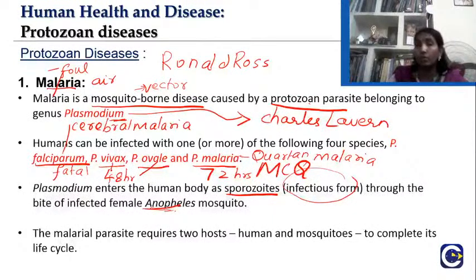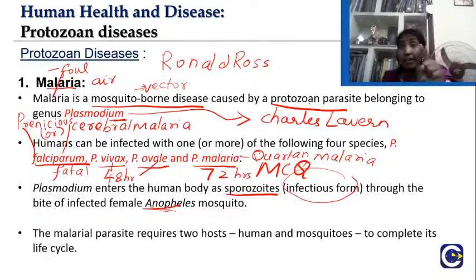So they might ask about Plasmodium falciparum, cerebral malaria, very fatal. Many names are there: Blackwater fever, pernicious malaria. Even they can ask you a question like that, pernicious malaria. So it is called cerebral or pernicious malaria if the infection is from Plasmodium falciparum. With a 48 hours gap, symptoms develop in Plasmodium vivax or Plasmodium ovale. The commonest in tropical countries, Plasmodium malariae, has a 72 hours gap, which we call quartan malaria. So what is the infectious form? The sporozoite. And how does it enter the body? Through mosquito bites, female Anopheles.